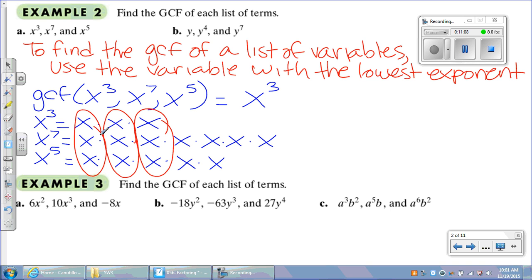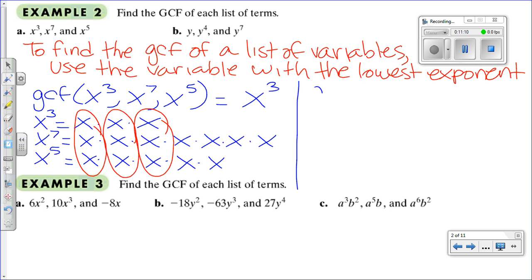Now let's look at the next problem. So we have the GCF of y to the 4th power and y to the 7th power. And keep in mind, what will be the exponent of y? 1, right? So which will be the variable with the lowest exponent here? Just y, right? y to the 1st power, or simply y.